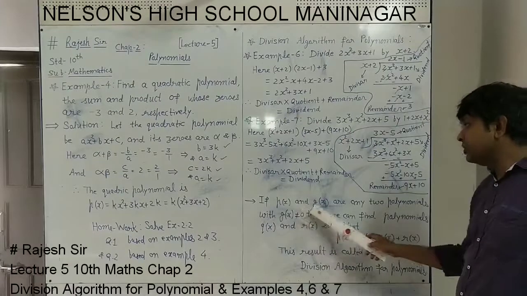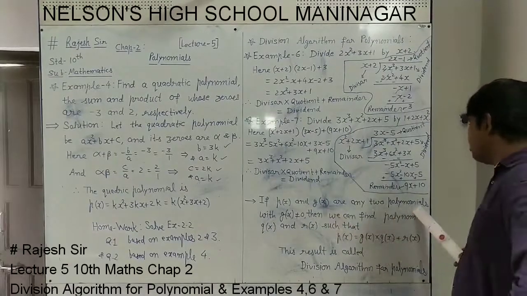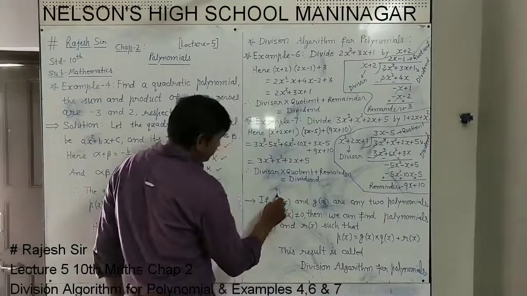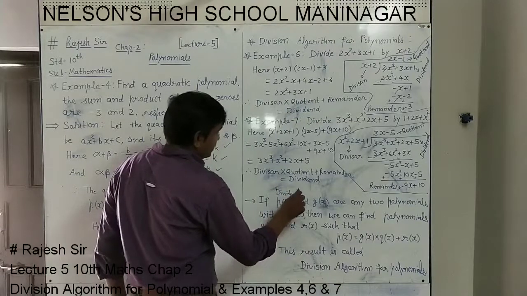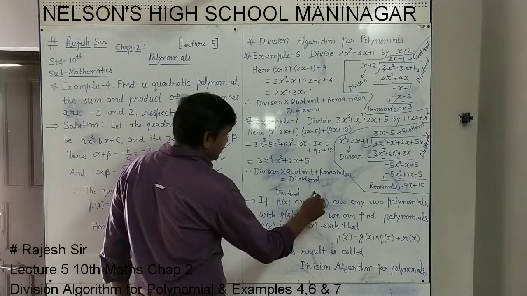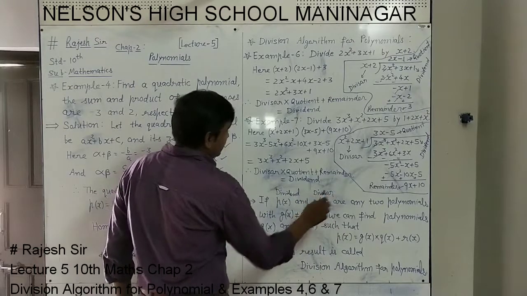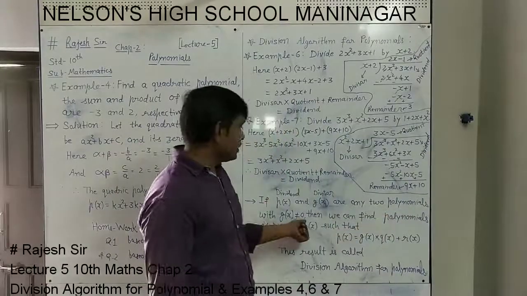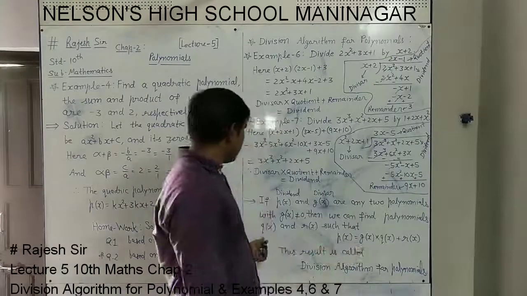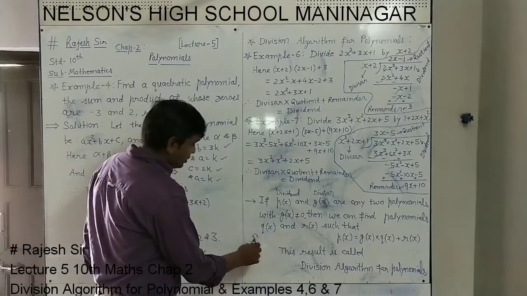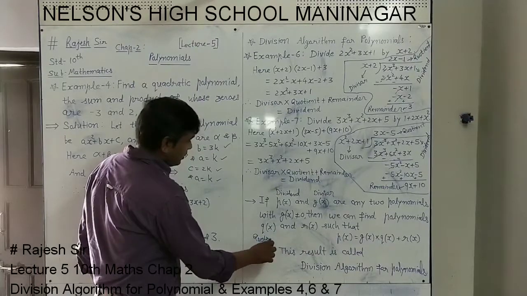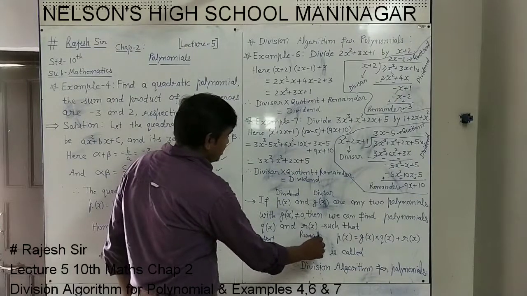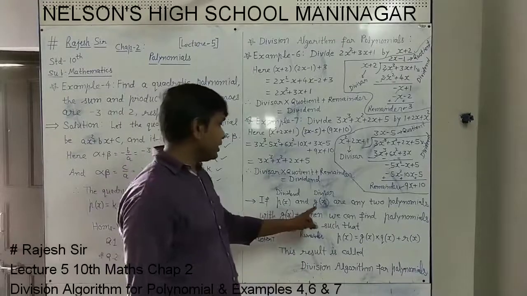If p(x) and g(x) are any two polynomials, here to understand this, p(x) we have to consider as the dividend, g(x) we have to consider as the divisor. If we have dividend as p(x) and divisor as g(x), any two polynomials with g(x) not equal to 0, then we can find polynomials q(x) and r(x). q(x) means you will get the quotient and r(x) means you will get the remainder. These two more polynomials you will get by dividing p(x) by g(x).